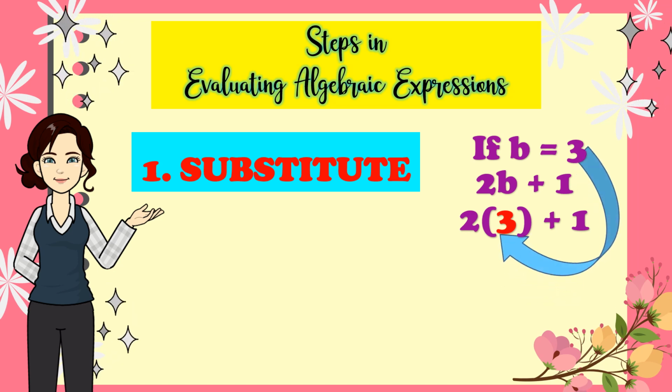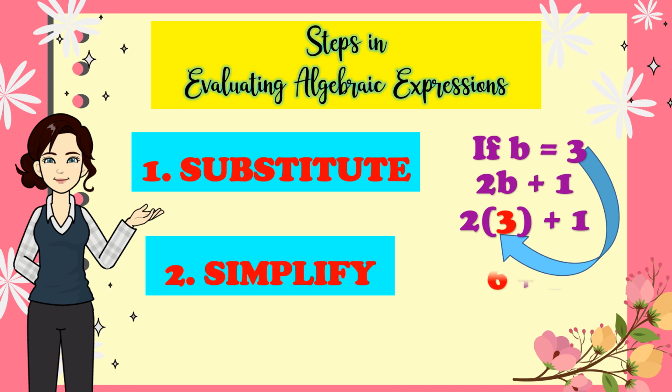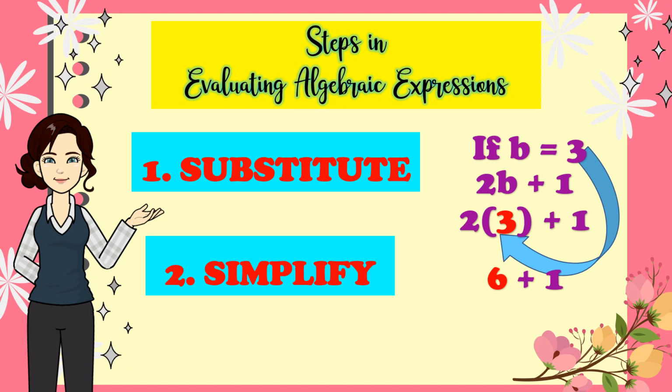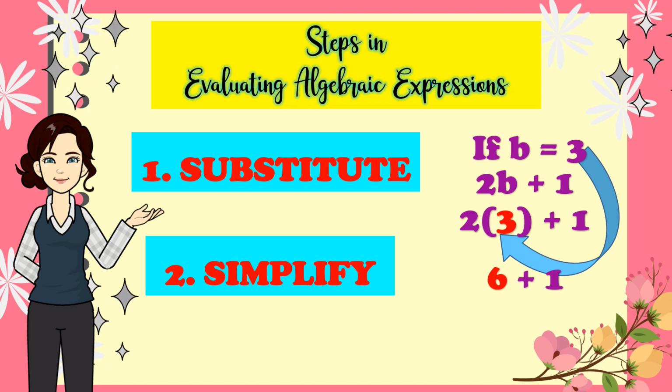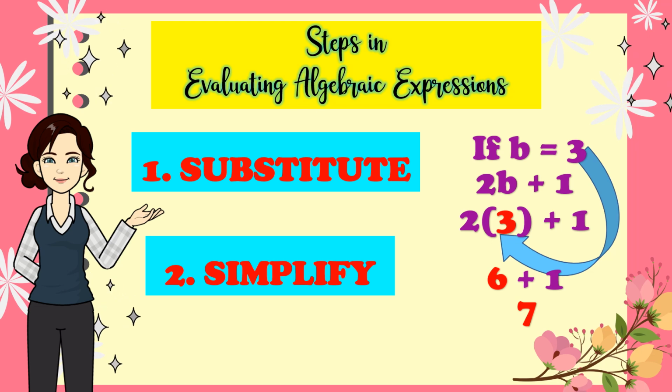And then the second step would be to simplify. Then let us simplify. 2 times 3, we have 6. And then copy the remaining of the expression, we have plus 1. And then simplify it further. We have 6 plus 1 is 7.